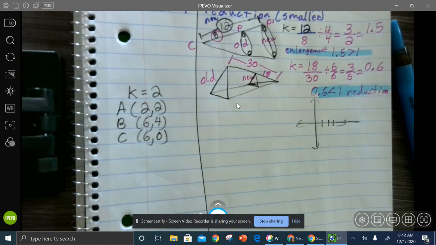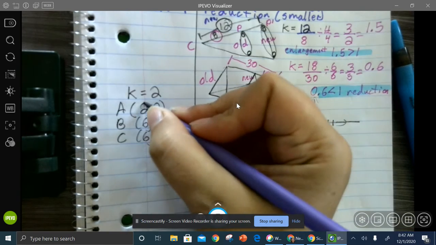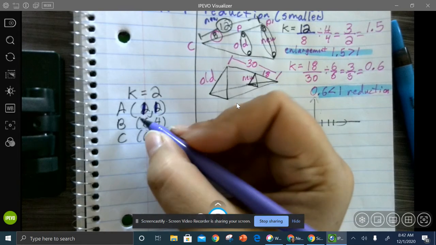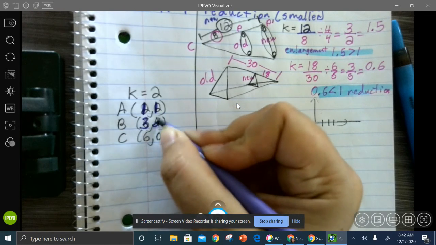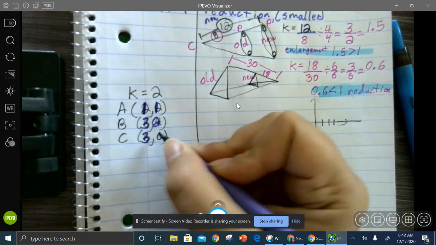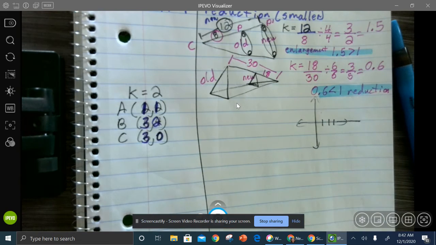I'm going to change the points, everybody. Sorry about that. I'm not going to be able to fit this on here. I have to be able to fit it on here. So then this would be 3, 0. Okay, so let's redo it.